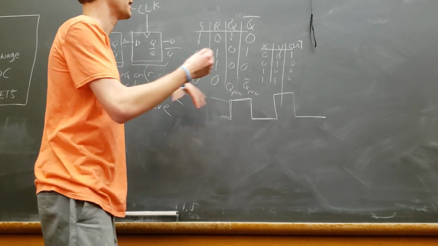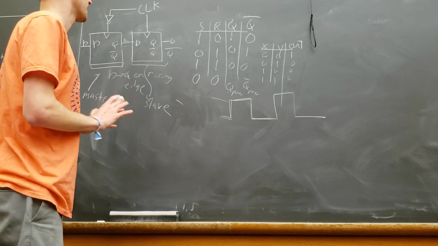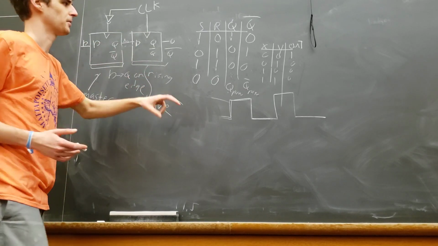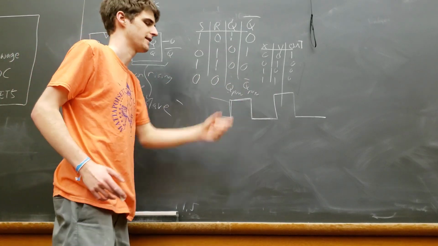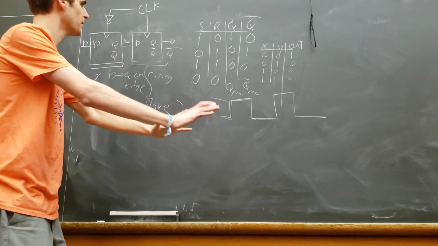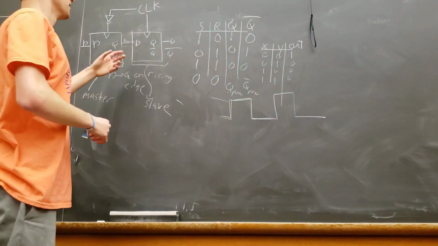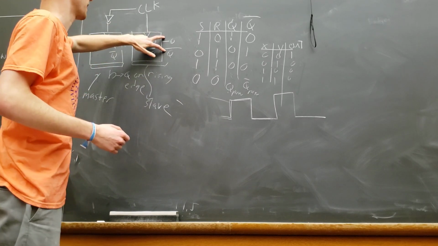The whole point is abstraction. When clock is 0, this would be 0, this would be 0, so Q equals Q previous, Q not equals Q not previous. But we don't care about that right now. We've already built up from that. Who cares about the SR latch? We're past that. So when clock is 0, these don't change.